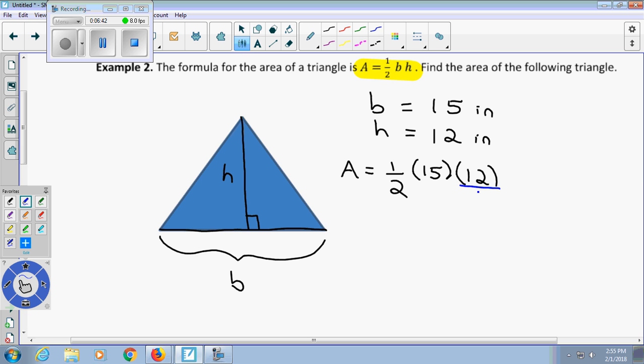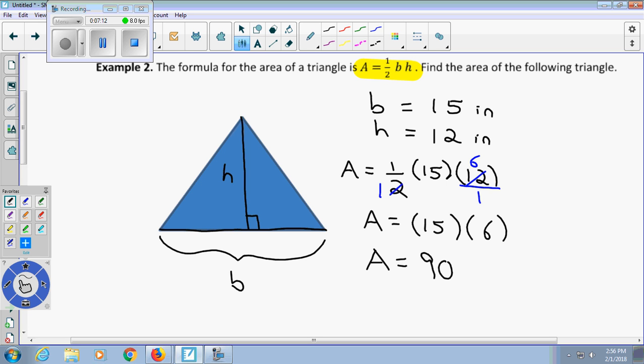If I put 12 over 1, it just so happens that 2 goes into itself once, and it goes nicely into 12 6 times. So the area is going to be 15 times 6. And when we multiply that out, that is 90. The question is 90, well, 90 what?